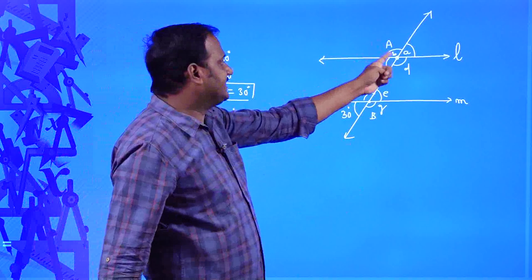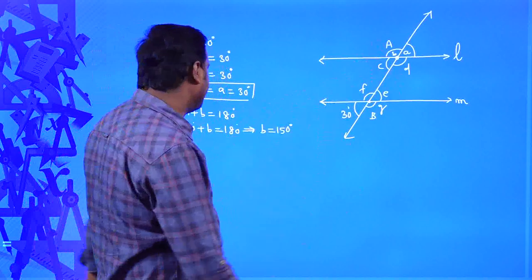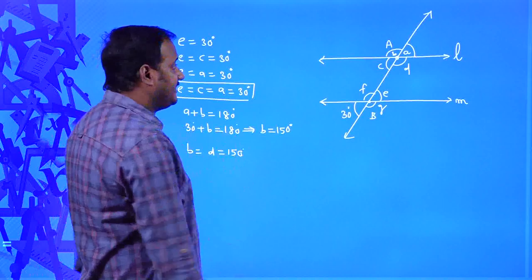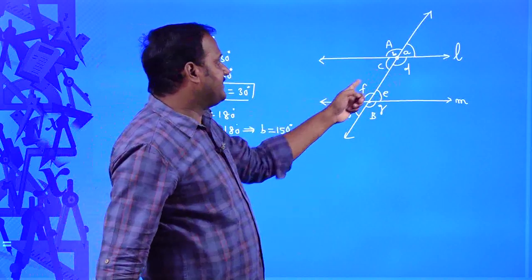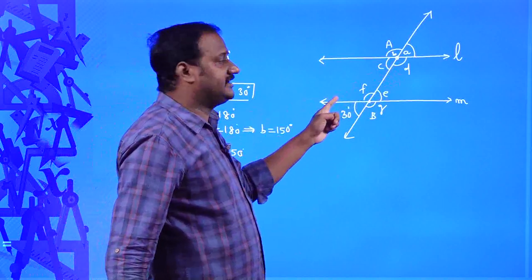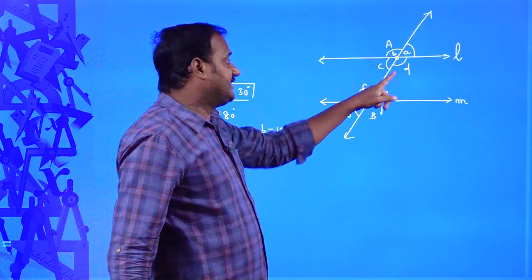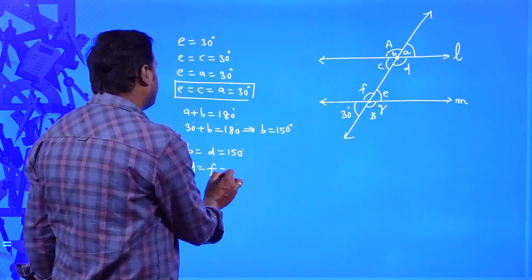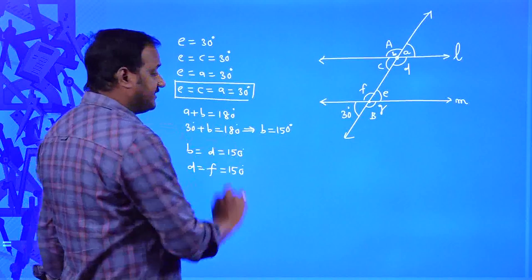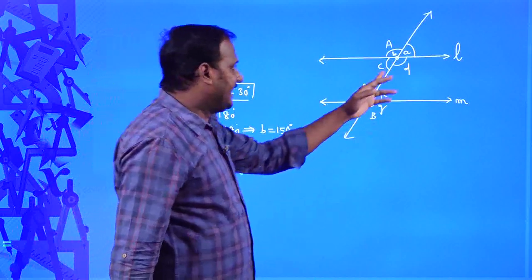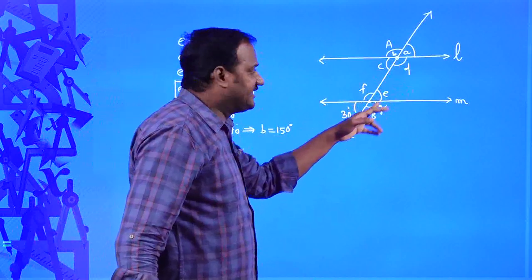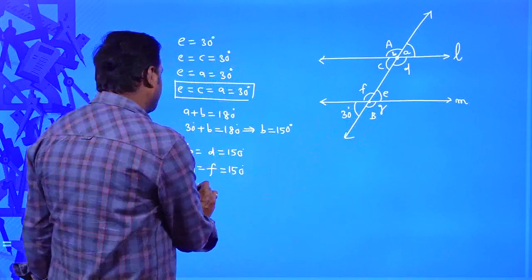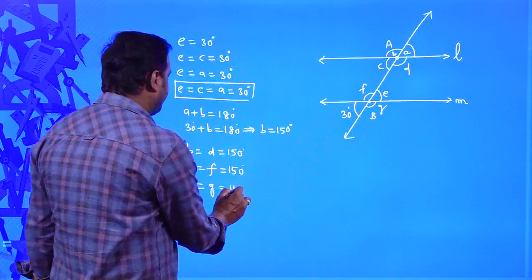But that B is exactly same as its vertically opposite angle D. So, B is equal to D is equal to 150 degrees. And that D is exactly same as F, because D and F are a pair of interior alternate angles. So, D is equal to F, also equal to 150 degrees. And D and G also equal, right? Because D and G are a pair of corresponding angles. So, D is equal to G is equal to 150 degrees.